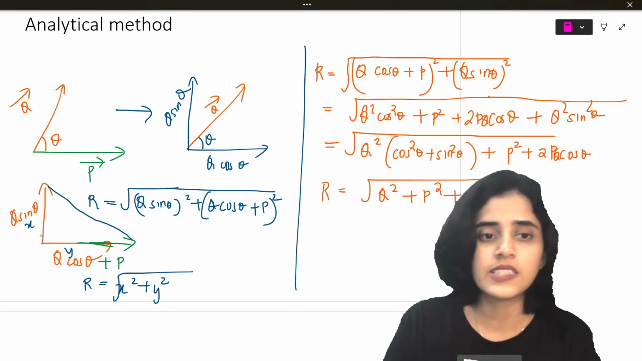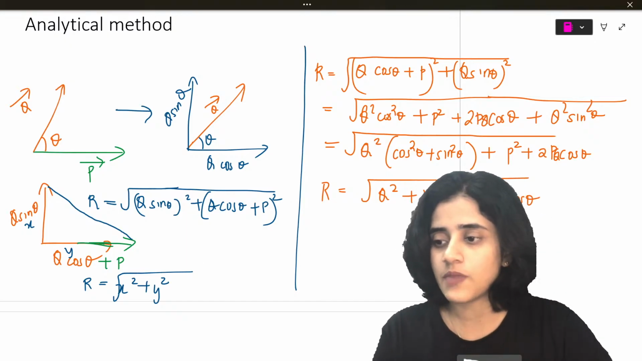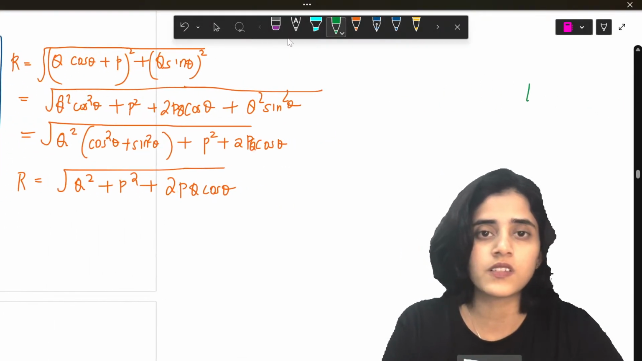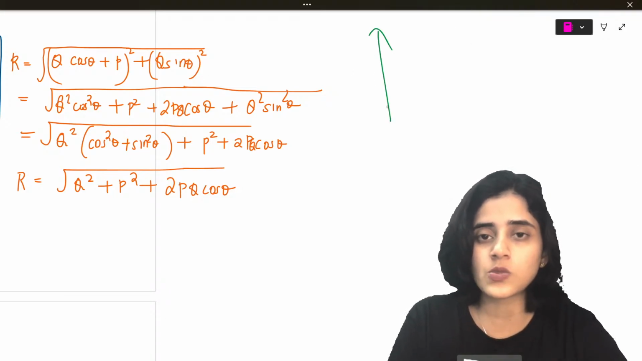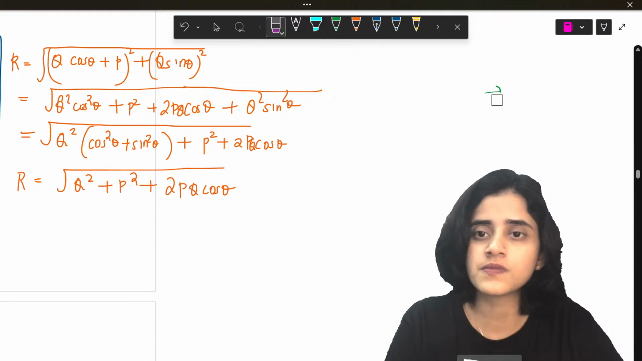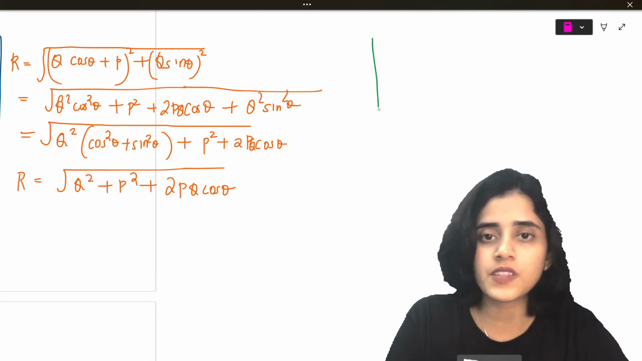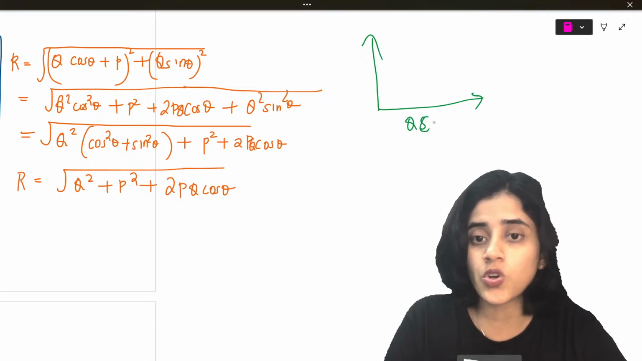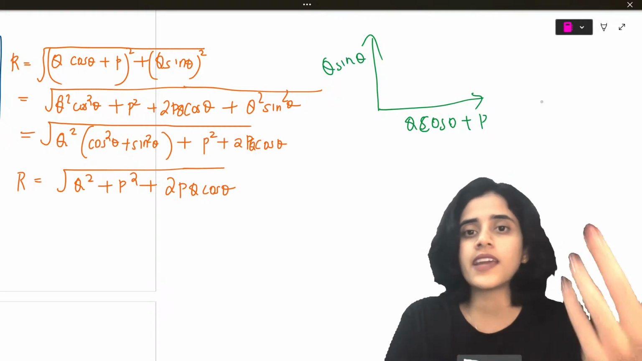So what I will do is take the same figure. Let's say this is one, this is the other. So what was my figure? This was my triangle, isn't it? So this was Q cos theta plus P. This was Q sin theta. Remember? And I had my resultant.